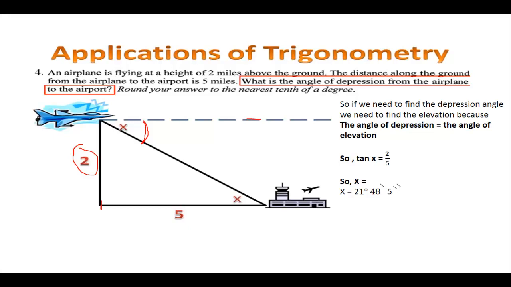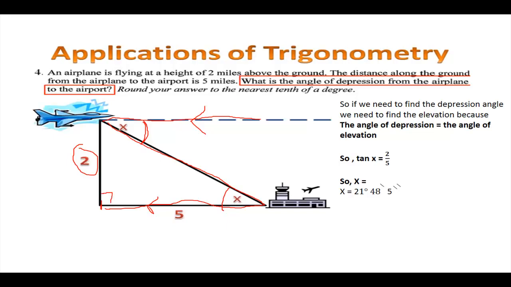So he needs the depression angle, but we don't know how we're going to find it. But we have parallel lines, the line of the plane and the line of the airport, and we have alternate angles. So the measure of the depression angle will equal the measure of the elevation angle. So I'm going to leave the depression angle for now and deal with the elevation angle, which is inside the triangle.